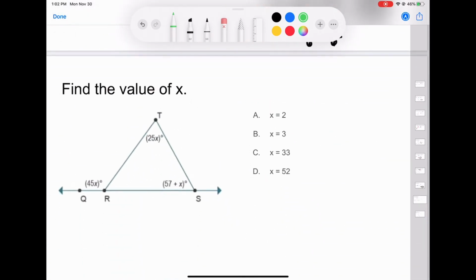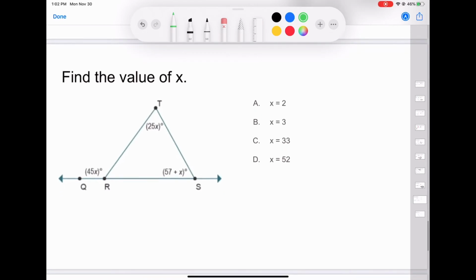Let's look at another problem. This problem asks, what is the value of x? Well, what do we know here? Well, we know we have one exterior angle and its two non-adjacent angles or remote interior angles. So we know that we have 45x is equal to 25x plus, and I'll go ahead and put these in parentheses just so they're easier to see, 75x. So I want to solve for the value of x.